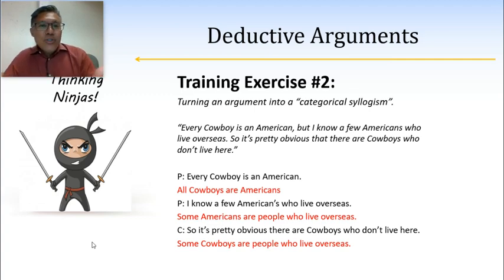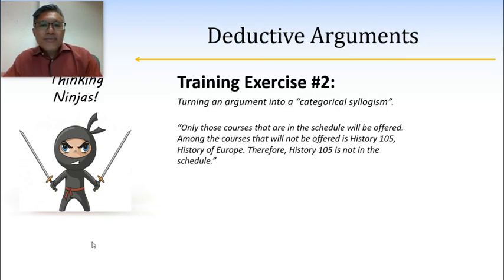So this is what we need to do with our arguments, right? We first identify the premises and conclusion. We then change each of the claims into one of our standard form claims. Okay, so let's practice this with another argument. Only those courses that are in the schedule will be offered. Among the courses that will not be offered is History 105, History of Europe. Therefore, History 105 is not in the schedule.